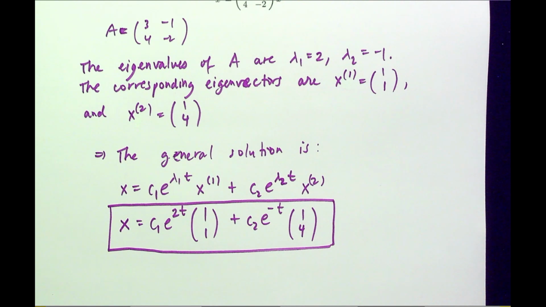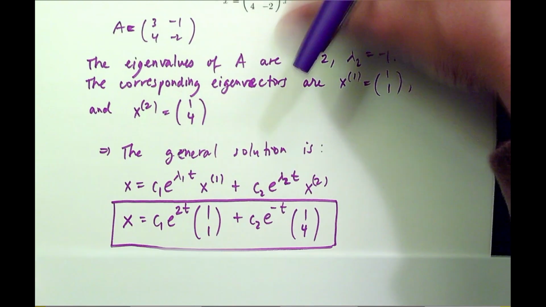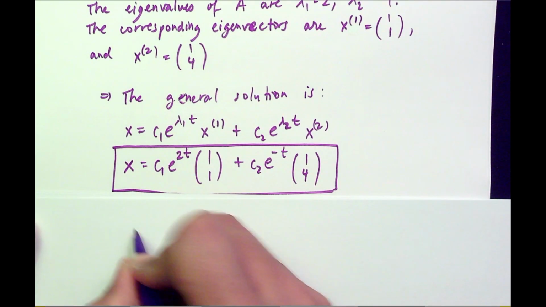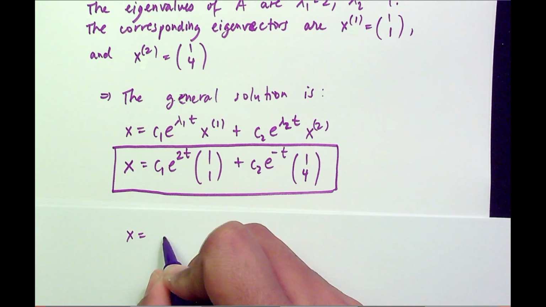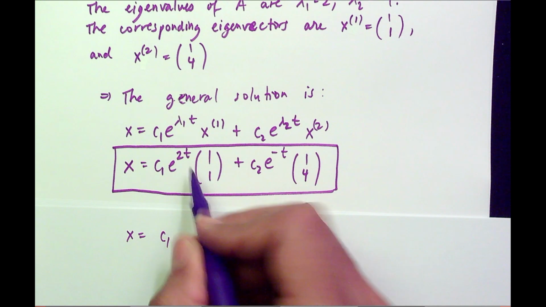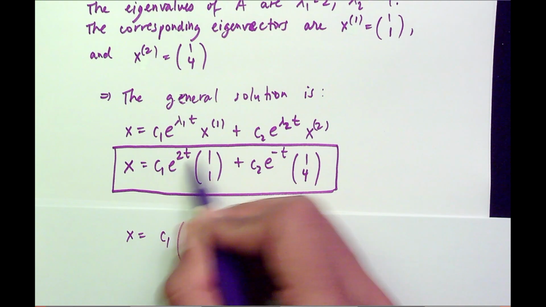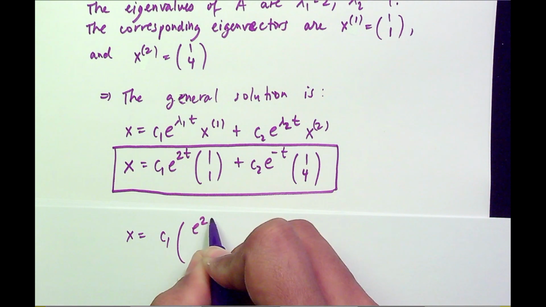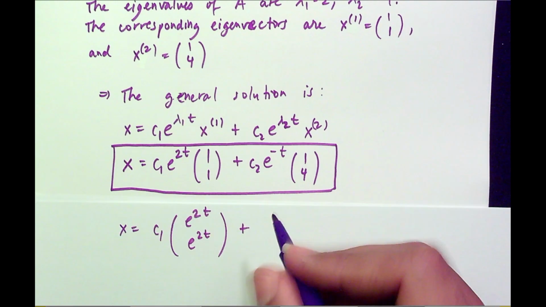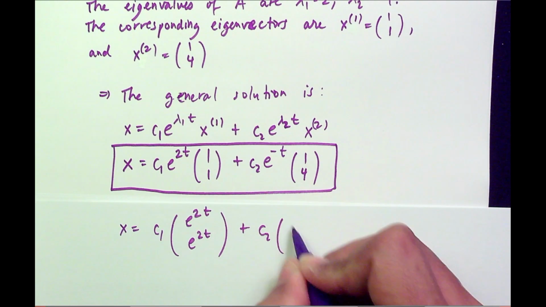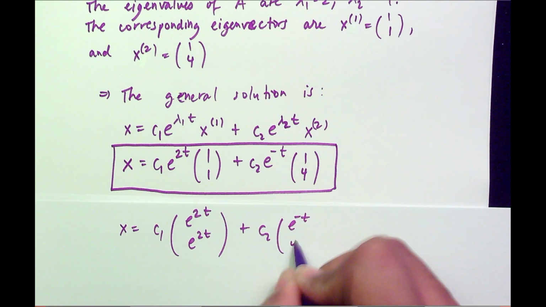You could rewrite this a little bit if you wanted to. My paper, I'm going to leave it like that. But you could just combine this into a single vector. What would that give you? That would give you C1, and then you can distribute this. So you would multiply e to the 2t by that and that. So this would be e to the 2t, e to the 2t, plus, and then distributing this one, this is going to be e to the negative t, 4 e to the negative t.